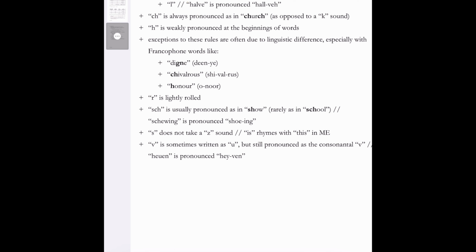The R is slightly rolled. Is it critical? If you can't roll an R, you're not going to be able to recognize it. No, but just know that the R is rolled slightly. Don't exaggerate it. If you can't roll your R's, don't fret.